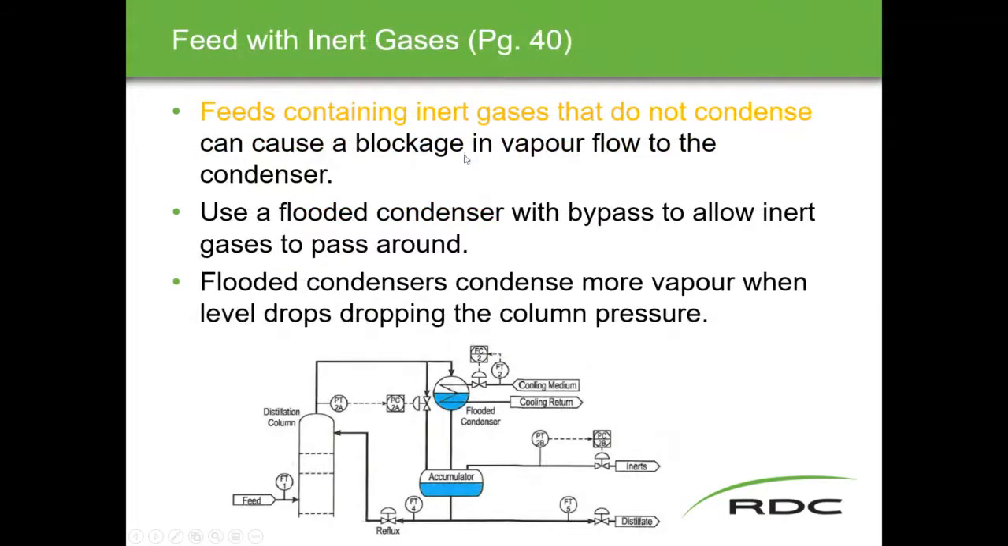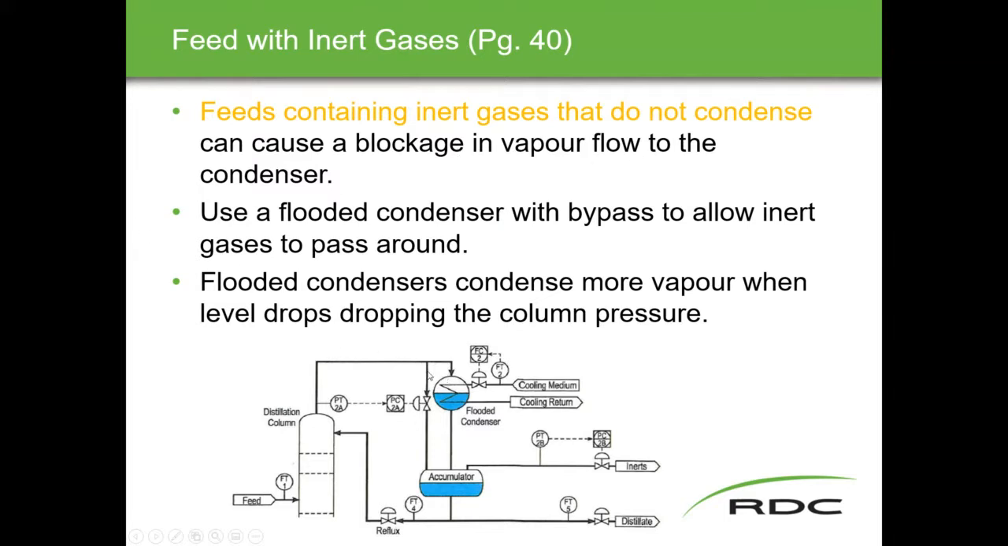Feed with inert gases. So sometimes you get feeds that have inert gases in them. Not everything that comes out of the ground is pure hydrocarbons, as we know. It's water, it's air, it's sulfur, it's H2S, it's nitrogen, salt, there's all kinds of stuff in it. So feeds containing inert gases that do not condense, inert gases like nitrogen, are very difficult to get to condense. You can do it, of course, because we can buy liquid nitrogen, but it's not something that occurs easily and certainly not in the distillation process. So when we have feeds that contain inert gases that do not condense, they can cause a blockage in the vapor flow to the condenser.